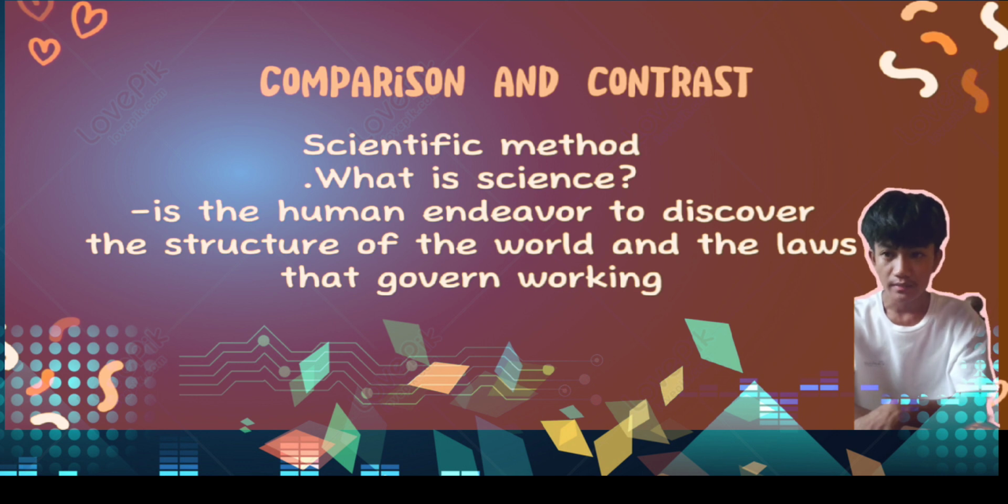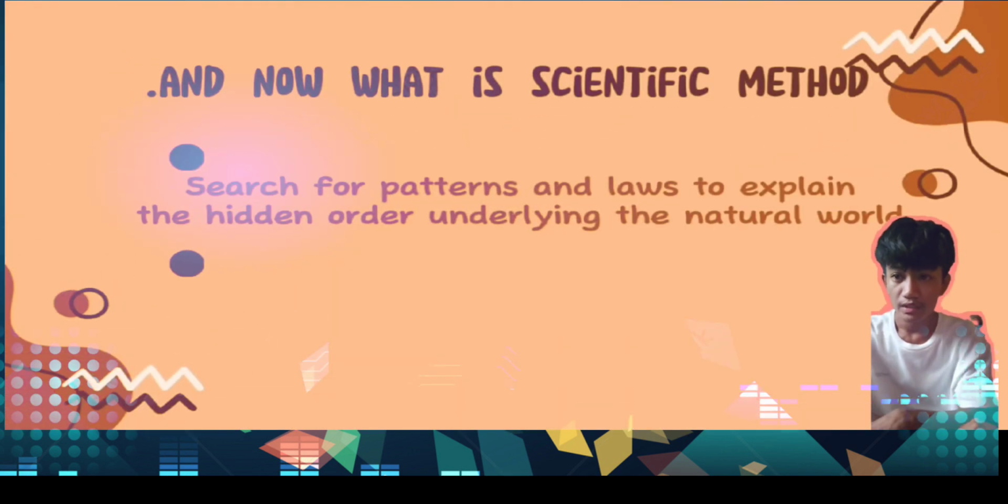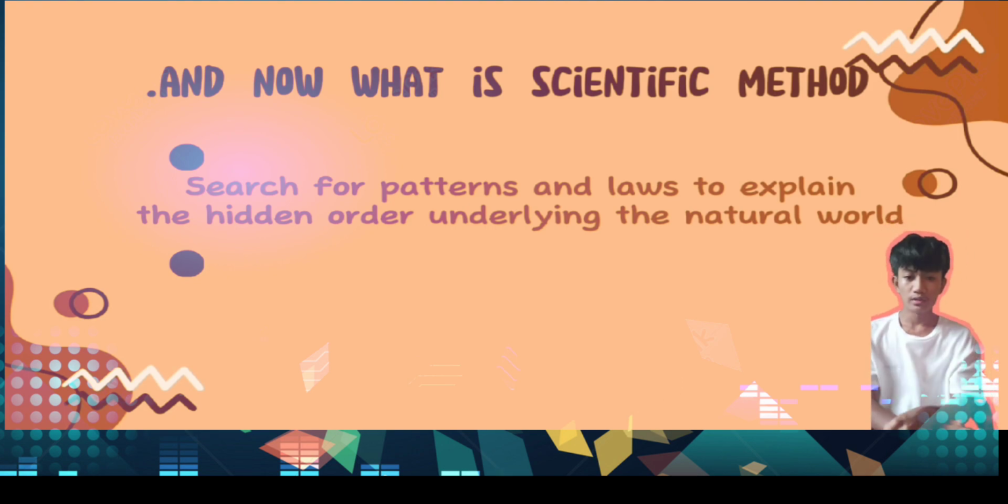Comparison and contrast. Scientific method. What is science? It's the human endeavor to discover the structure of the world and the laws that govern it. And now, what is scientific method? Scientific method searches for patterns and laws to explain the hidden order underlying the natural world.